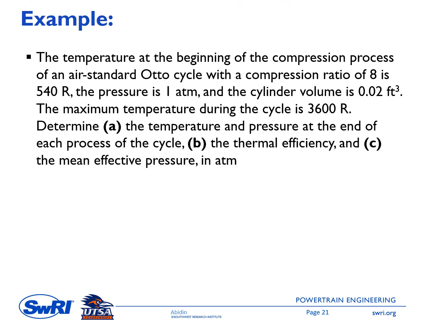Let's take a look at this example. The temperature at the beginning of the compression process of an air standard Otto cycle with a compression ratio of 8 is 540 Rankine. The pressure is 1 atmosphere and the cylinder volume is 0.02 cubic feet. The maximum temperature during the cycle is 3600 Rankine. So this is T3. The questions: determine the temperature and pressure at the end of each process of the cycle, then the thermal efficiency, and the last question is the mean effective pressure in atmospheres.